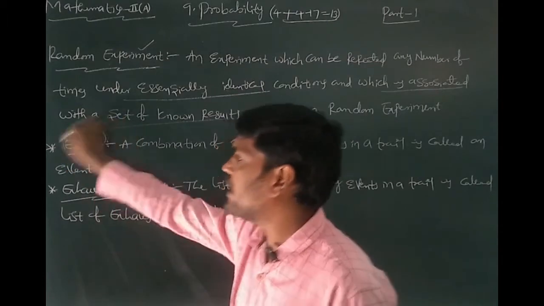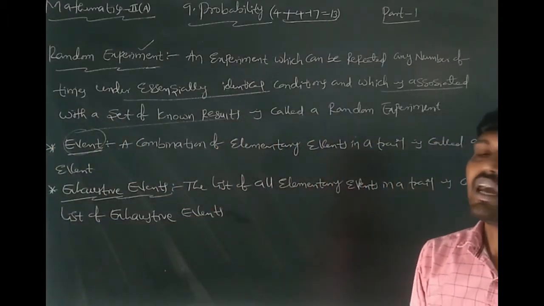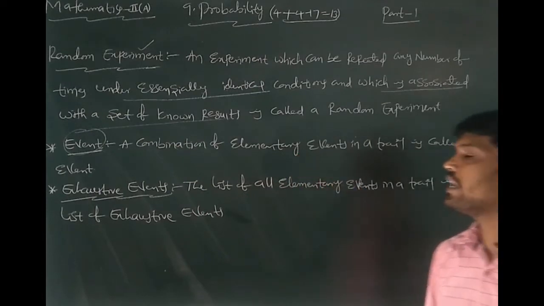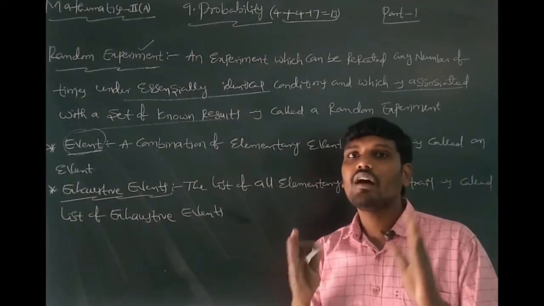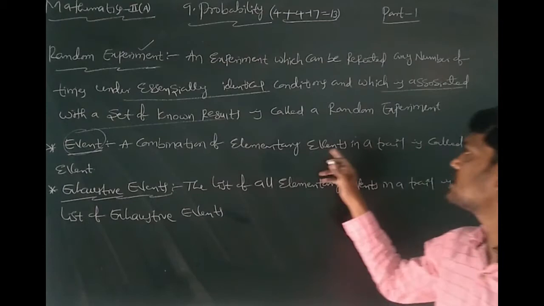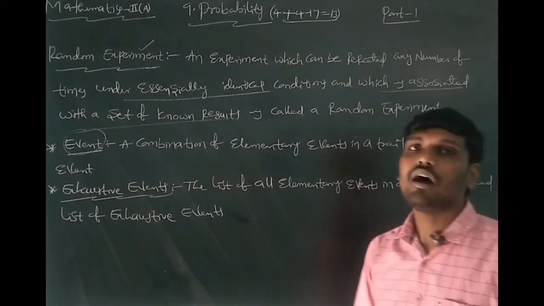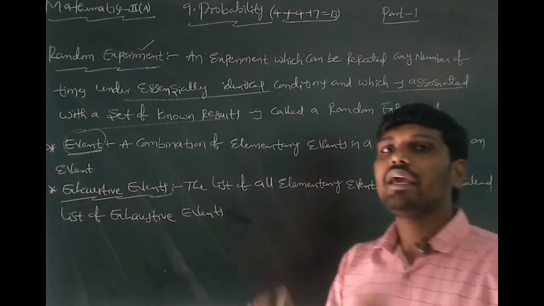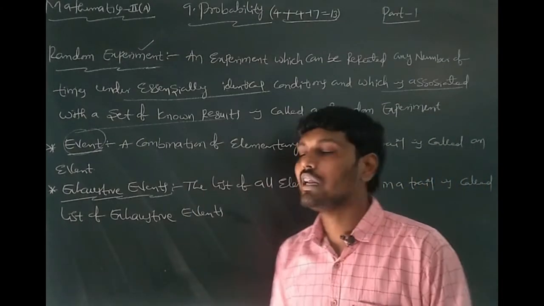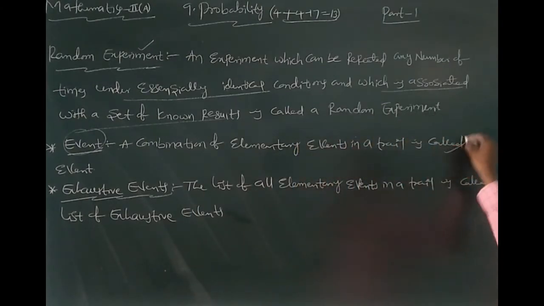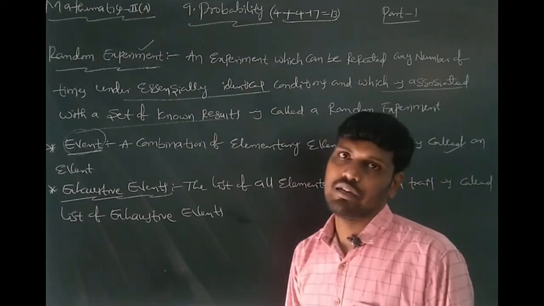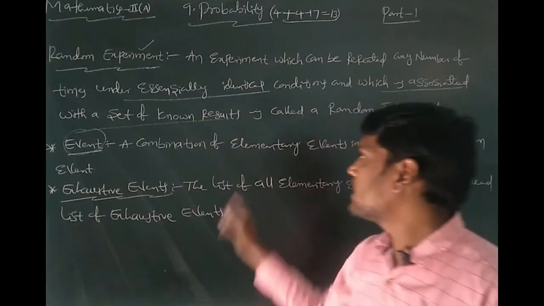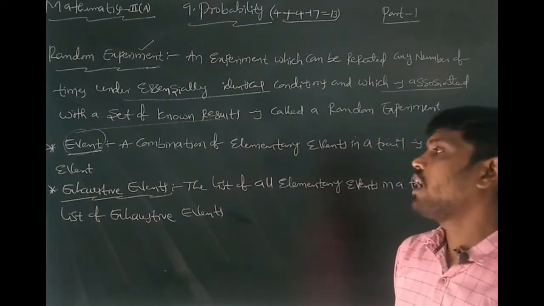What is an event? An event is a combination of elementary events in a trial or experiment. In an experiment, a combination of elementary events in a trial is called an event.